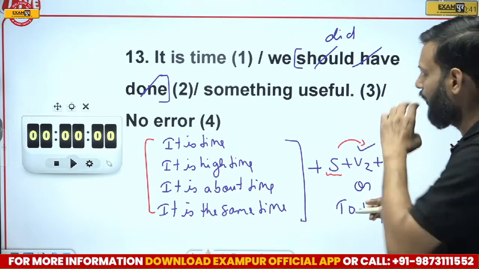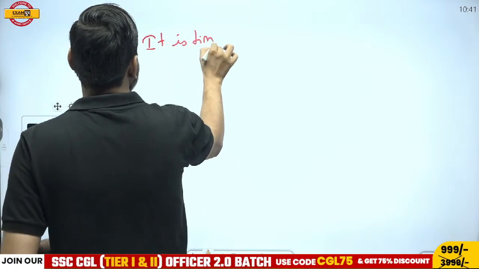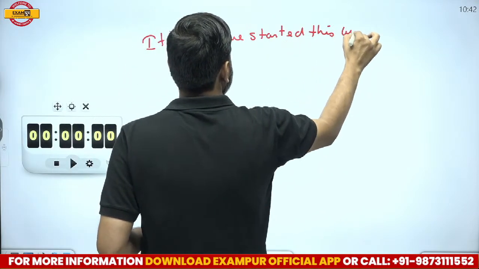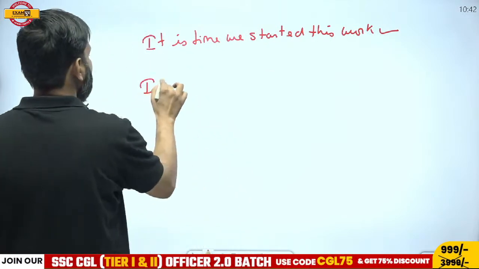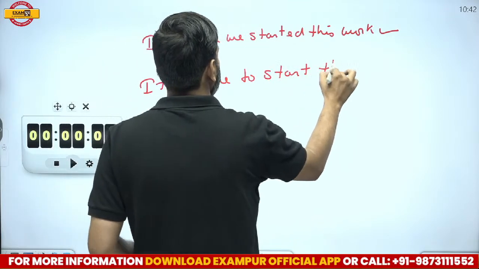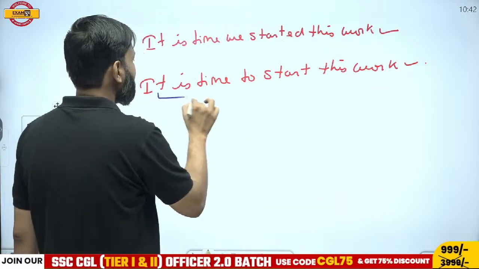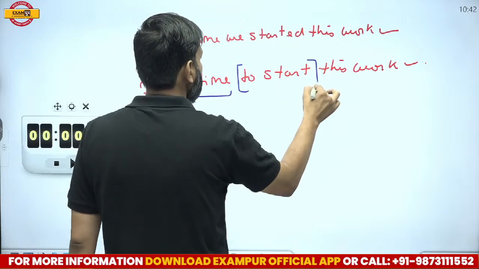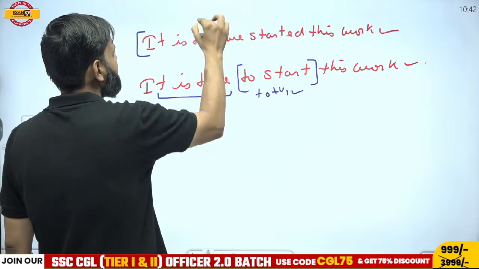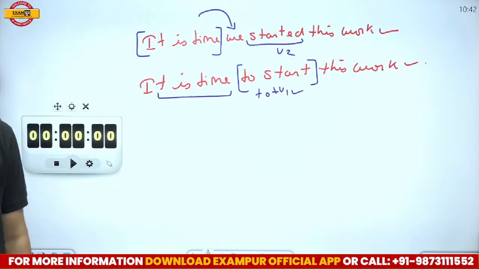Okay. For example, it is time we started this work. And it is time to start this work. Both the sentences are right. So after it is time, we can use to plus V1. And if after it is time, a subject is given, then we have to use the second form. Right.